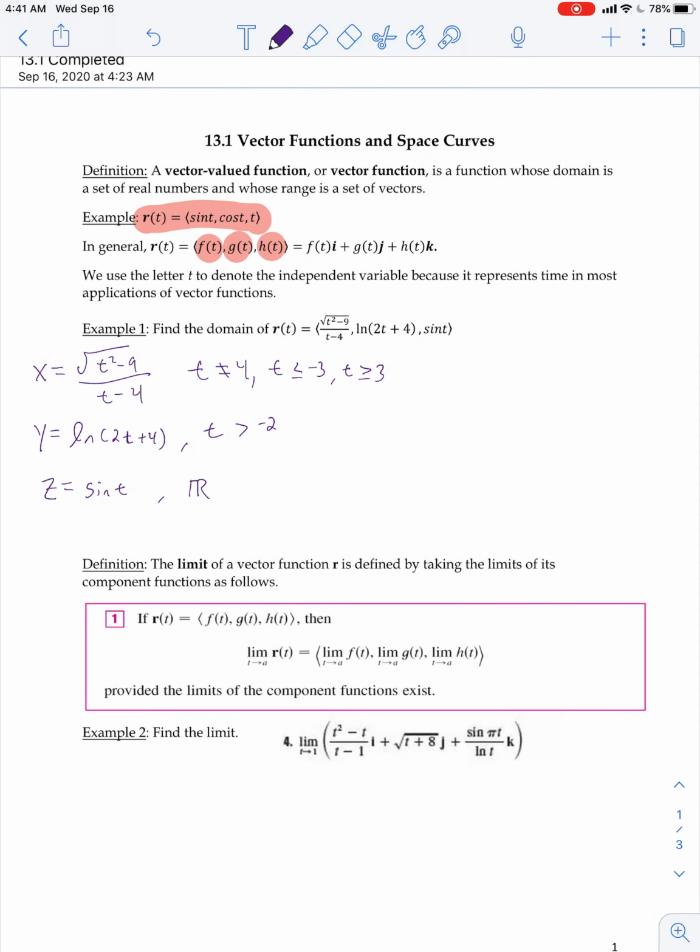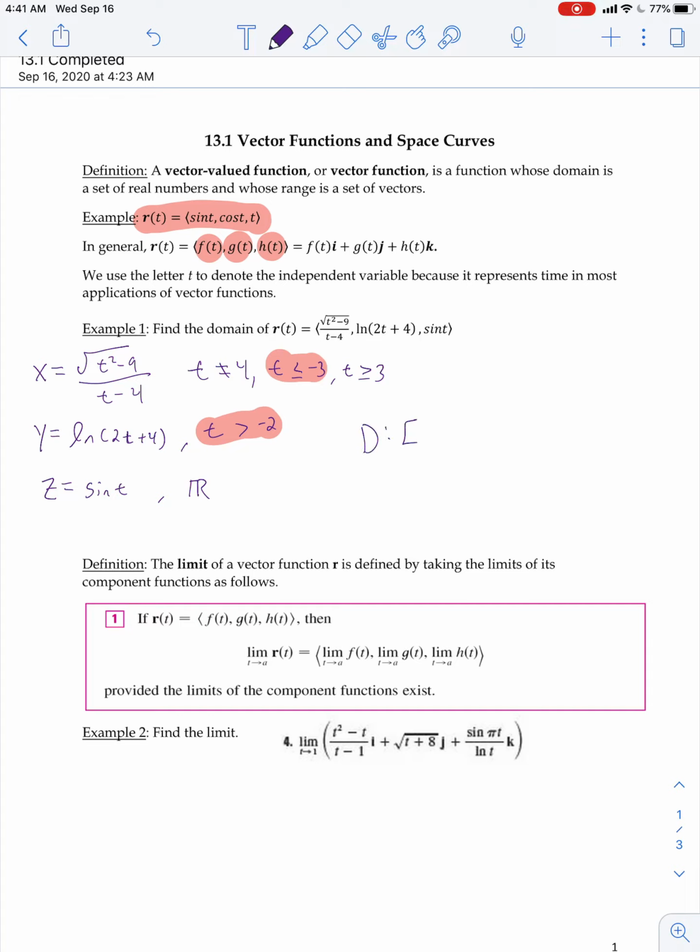What we're going to do is take the most restrictive parts. And so we have t does not equal 4, t is less than or equal to -3, and t is greater than 3, t is greater than -2, and all real numbers. So for t greater than -2, we know that we can't be any value less than -2, so that's going to rule this part out. And because t is greater than or equal to 3, that rules that out.